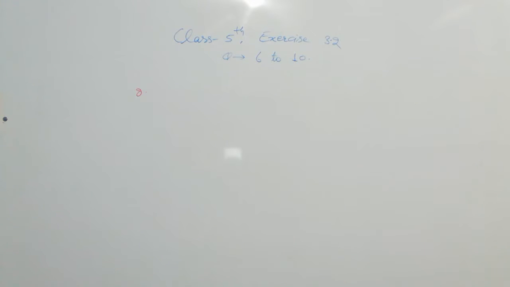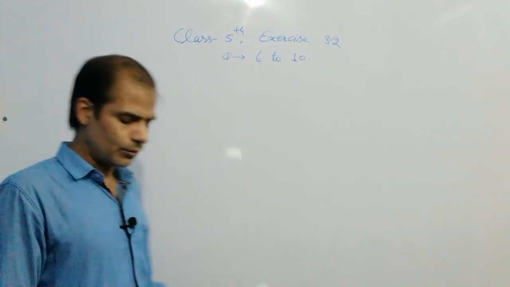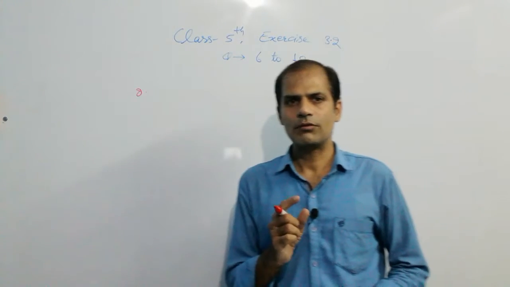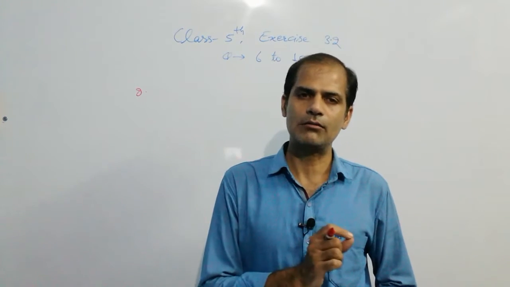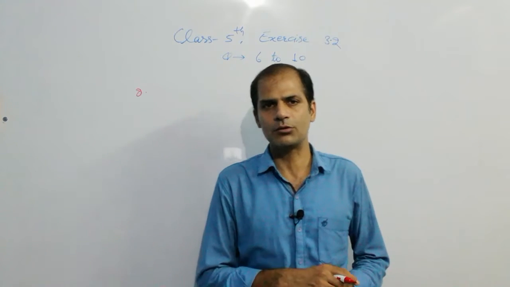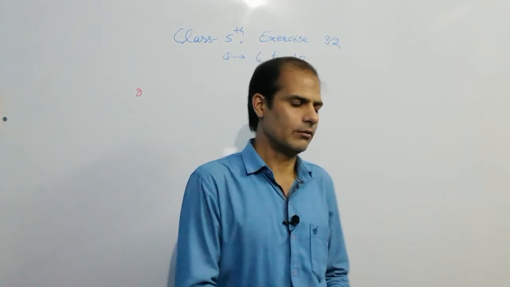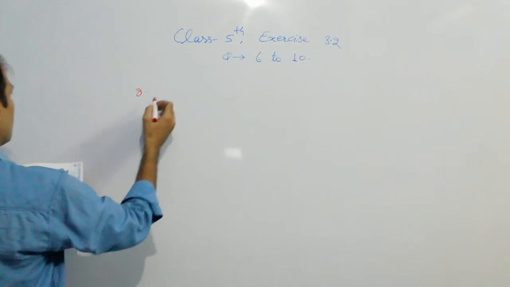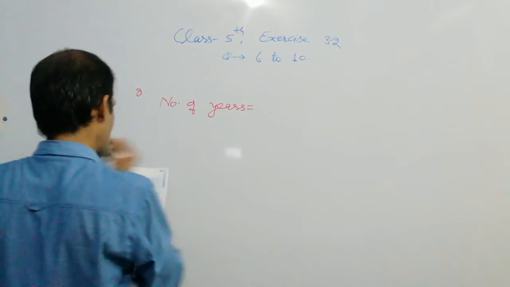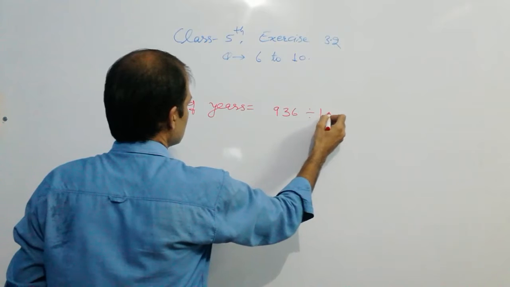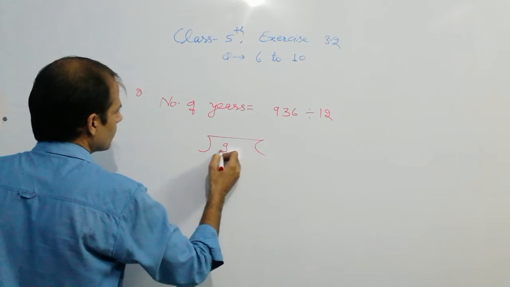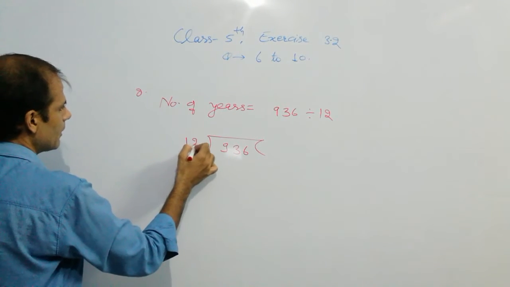The question is, find the number of years in 936 months. So we have to convert months into years. As you know, when we convert years into months we multiply by 12, and if we convert months into years, we divide the number by 12. So number of years is 936 divided by 12. So 936 is the dividend and 12 is the divisor.